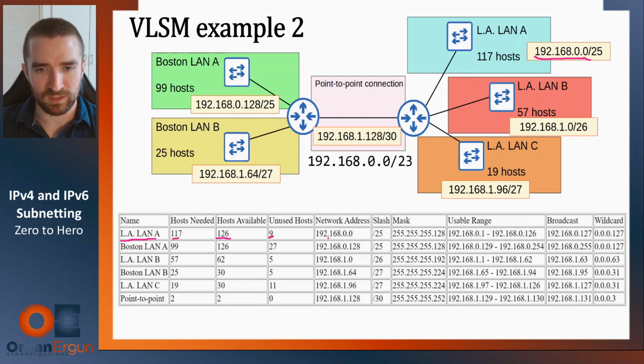The network address is 192.168.0.0. This is the slash notation of the prefix length, also written in dotted decimal as a subnet mask. And here is the usable range, from .1 to .126. That's the broadcast address. And this column here, wildcard, refers to the wildcard mask.